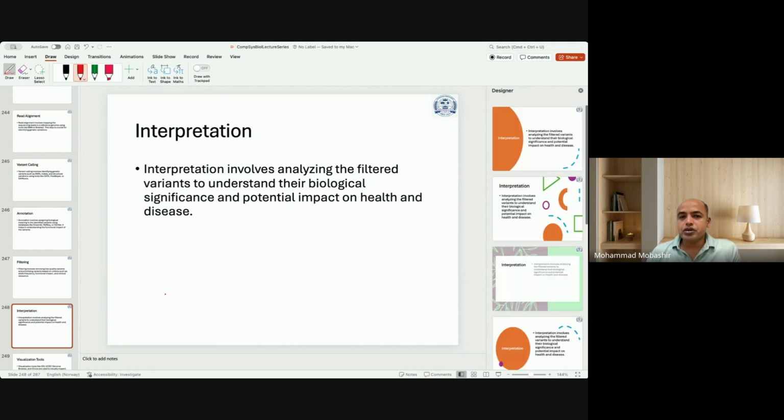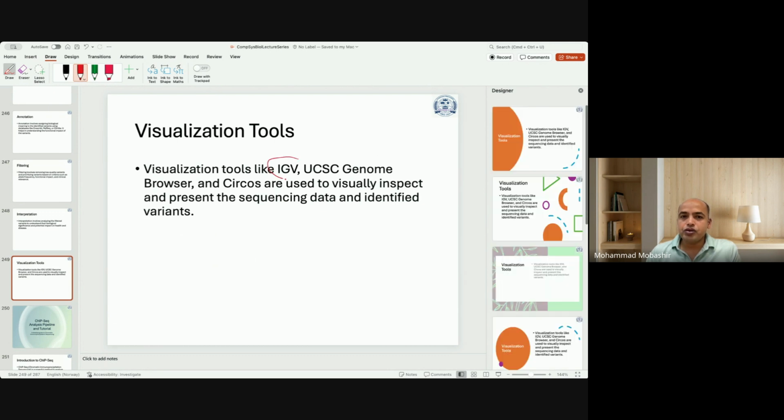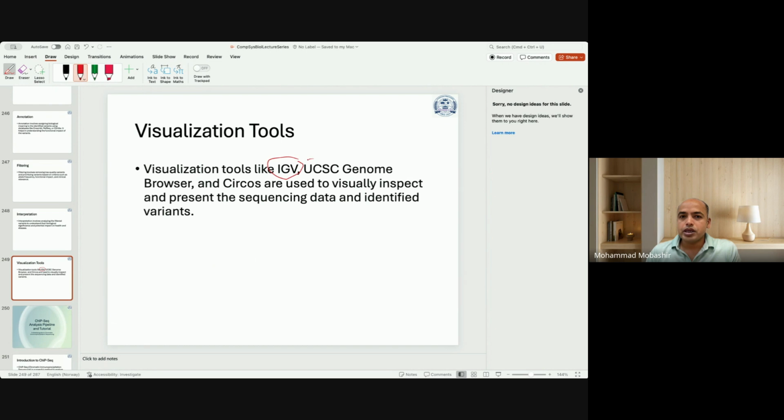And here you need to read the research papers and review papers related to your NGS data type. And finally, visualization, of course, is very important. Like IGV viewer, UCSC genome browser, they are commonly used.